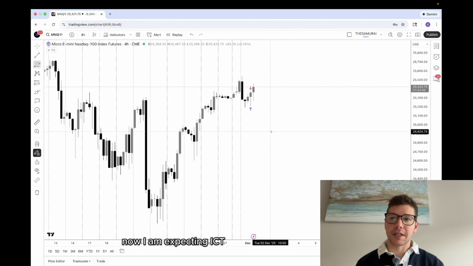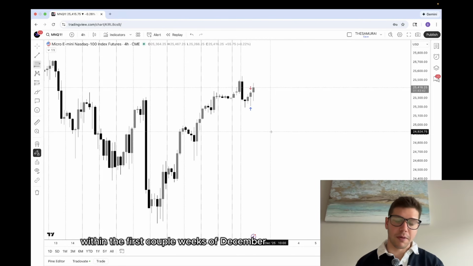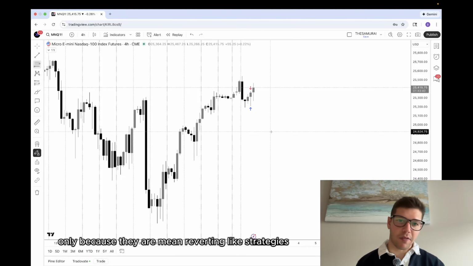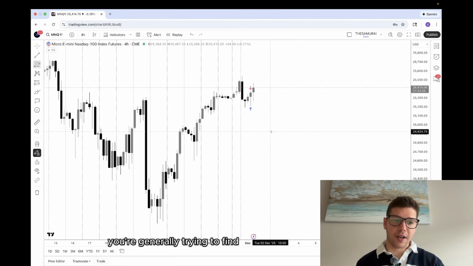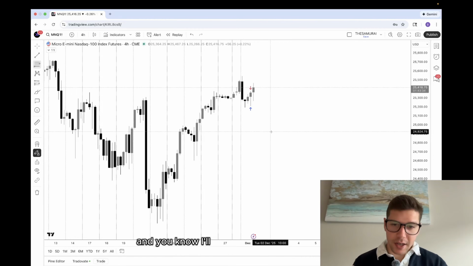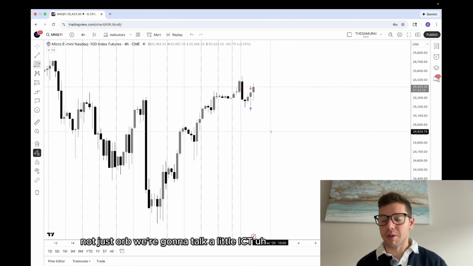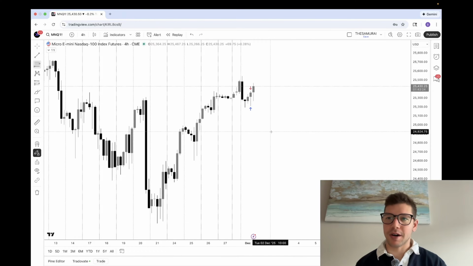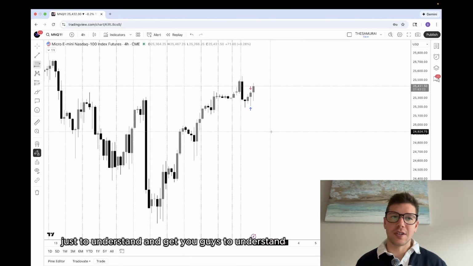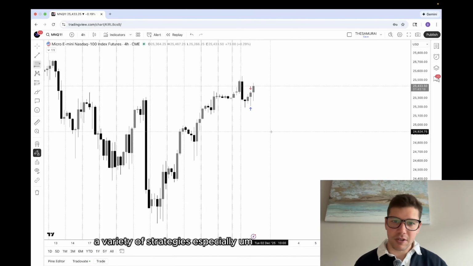Now, I am expecting ICT related strategies to do better within the first couple of weeks of December, only because they are mean reverting like strategies. You're generally trying to find some sort of sweep of liquidity and then price to move the opposite way. I'll show you that shortly. We're not just going to review pivots and ORB, we're going to talk a little ICT as well, because I think it's important to understand what everyone is looking at, and it's good to understand a variety of strategies, even when you're just trading one.